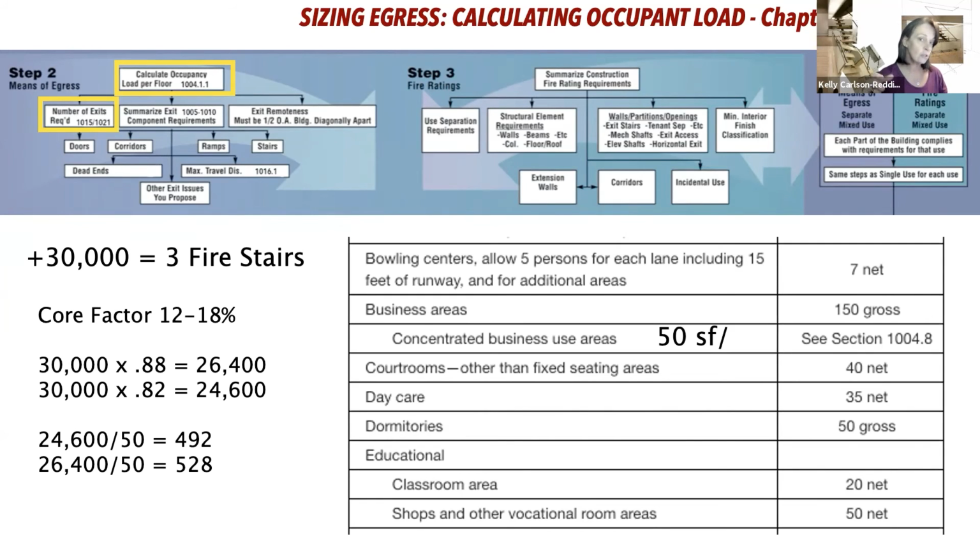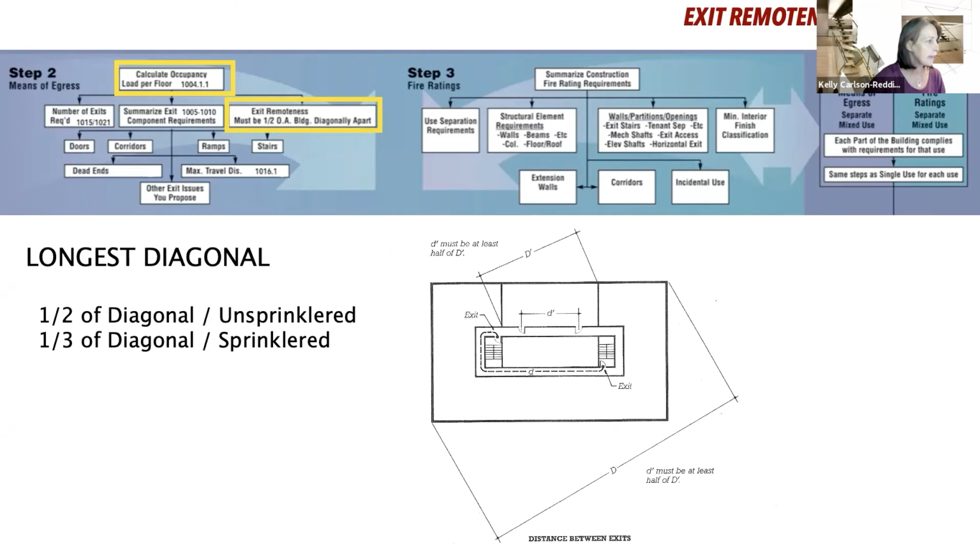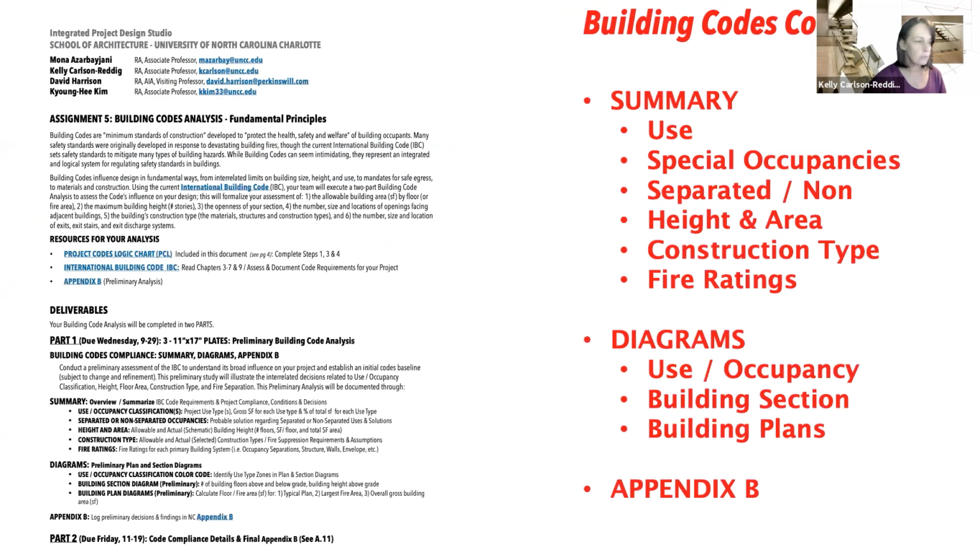So you can still do that rough calculation of your usable floor area on your tower, and then divide it by 50 square feet per person. If you are under 500, you need 2 fire stairs. So I hope that that's clear. It's a little tricky. We looked at that. Exit remoteness, we're not doing yet.